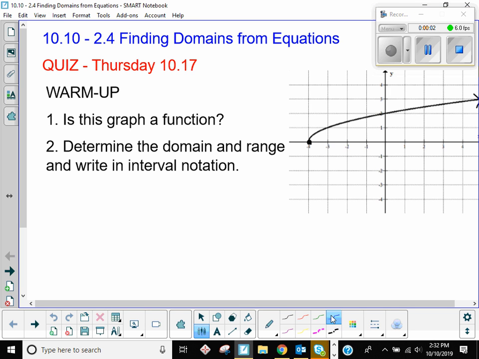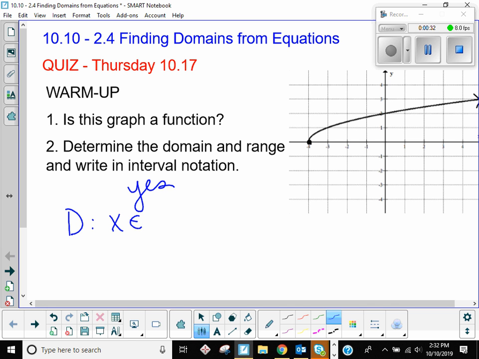Vertical line test. And then it asks you to determine the domain and range and write it in interval notation. The domain is which values? The x's, right? Any x that you can find that would map to a y value on the graph. And so which x values did you say work for this domain? What's the domain for the graph?